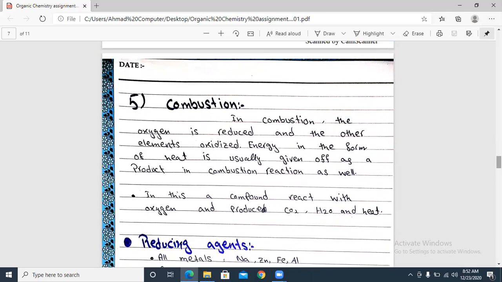Now we're going to talk about combustion reaction, the fifth type of reduction. In combustion, the oxygen is reduced and the other element is oxidized. Basically, in this reaction, energy in the form of heat is usually given off as a product. In this, a compound reacts with oxygen and produces carbon dioxide, water, and heat.